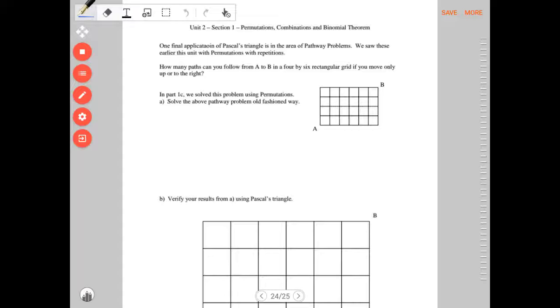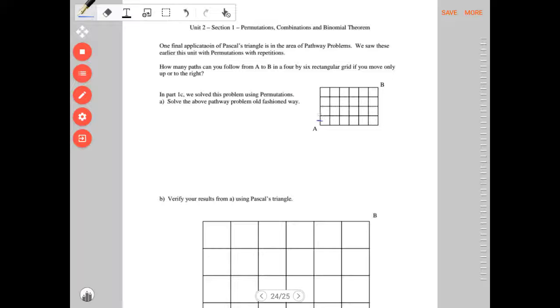Oh, sorry. One last little bit. One final application of Pascal's triangle is in the area of pathway problems. We saw these earlier in the unit with permutations with repetitions. So the question was, how many paths can you follow from A to B in a 4x6 rectangular grid if you only move up or to the right? In part 1C, we solved this problem using permutations, so let's do that again.